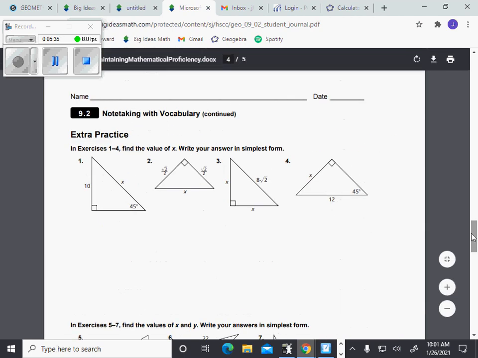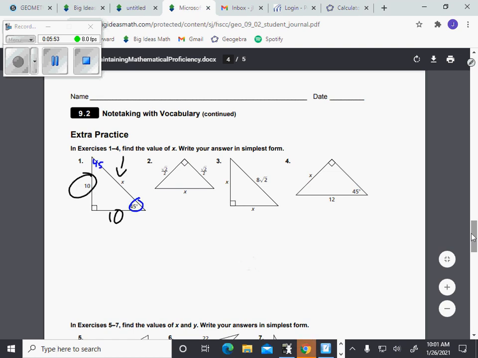Next exercise is 1 through 4. Find the value of x. Write your answer in simplest form. So x. Right here we have 10. This is also 10 because we have 45 degrees. This is also 45 degrees.